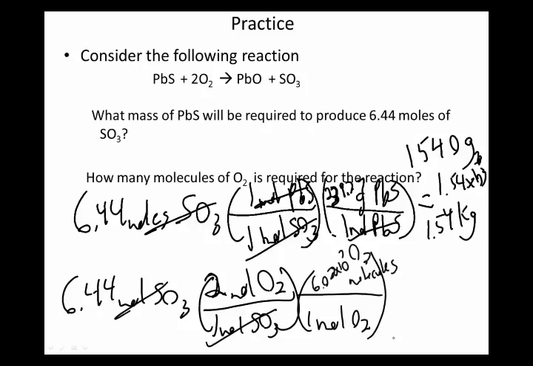6.022 times 10 to the 23rd. And so, my answer is going to be 7.76 times 10 to the 24th O2 molecules. And there we go.